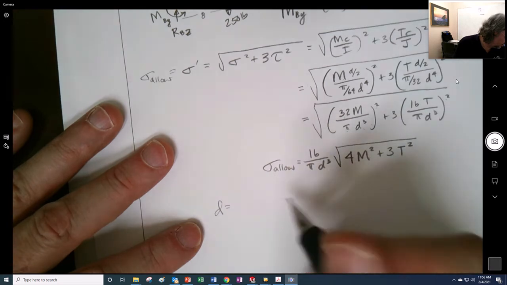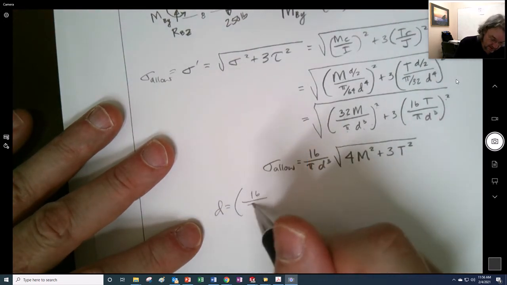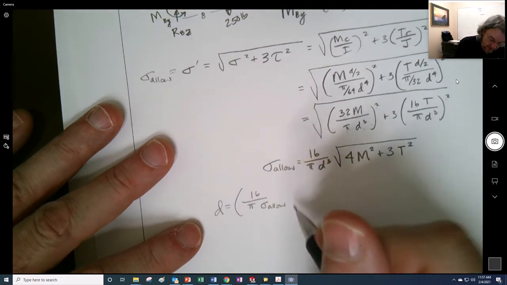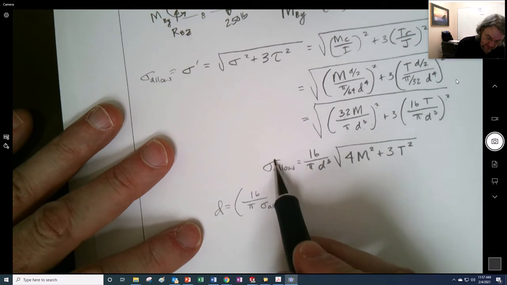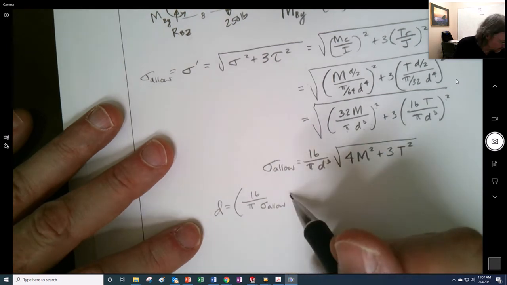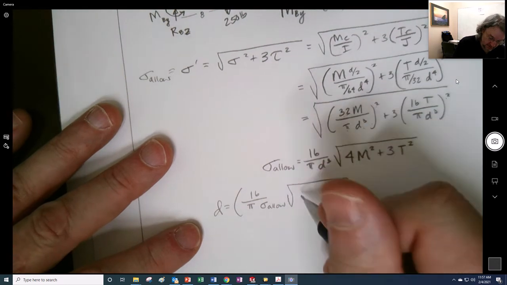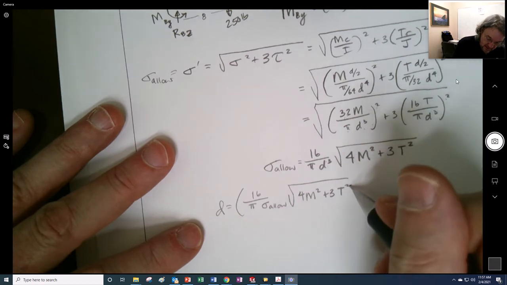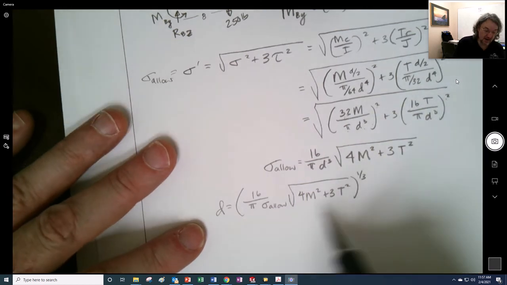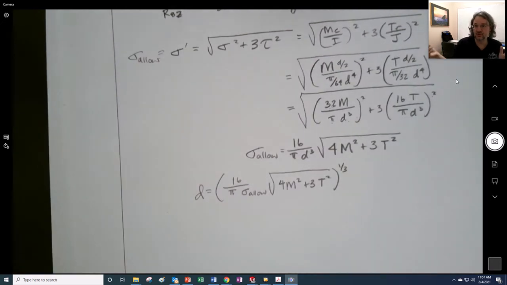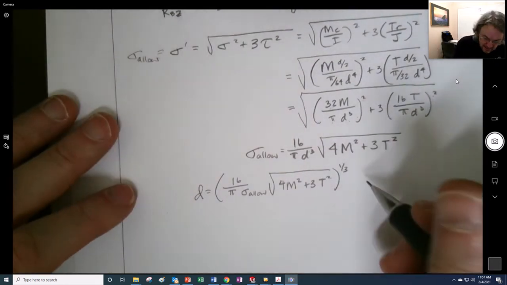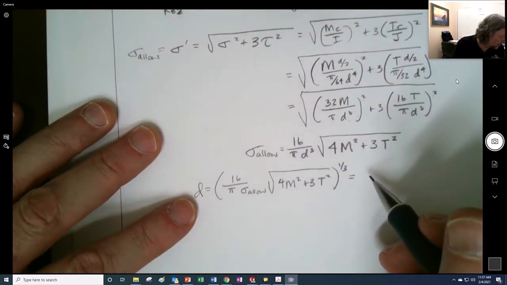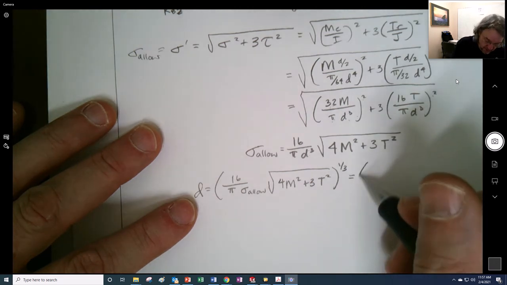We know it's going to be the cube root of 16 pi over sigma allow, because we can take that d cubed, put it over here, divide out, and then the square root of 4M squared plus 3T squared, cube root. So now we have an equation for this situation. Maybe we want to use that again sometime, or put it into a spreadsheet when we're trying things out, just to make it useful to ourselves so we don't have to do it every time.